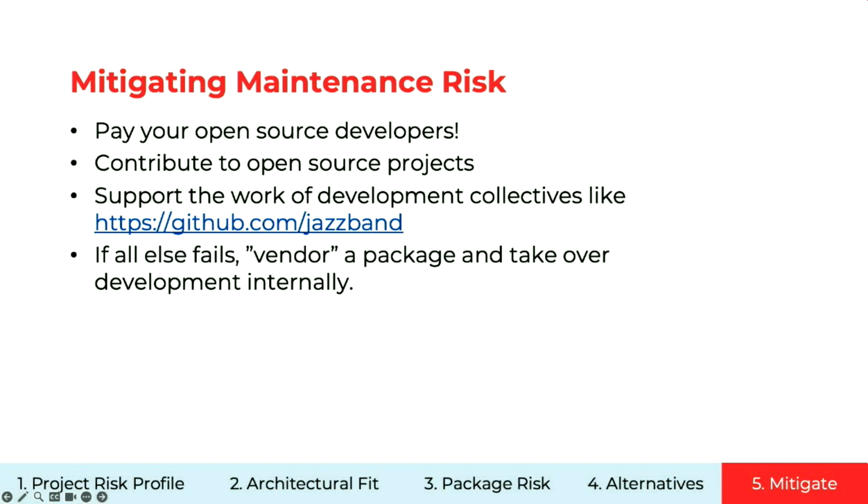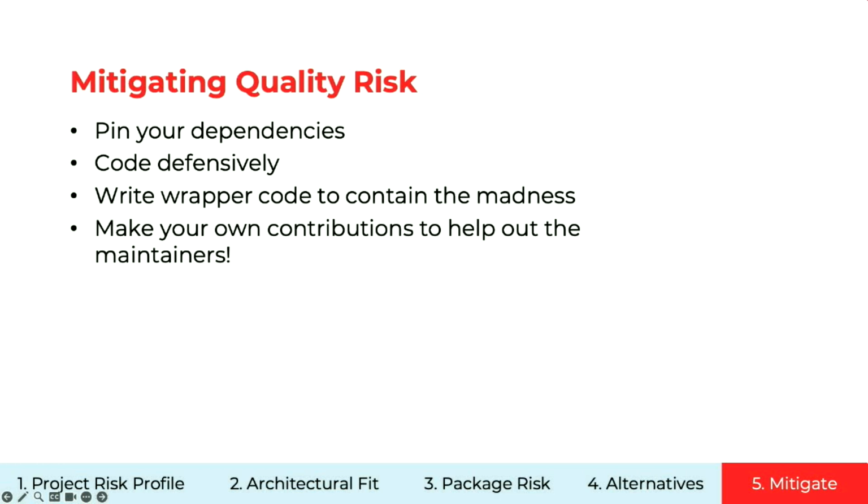Mitigating maintenance risk: pay your open source developers. Financial contributions are the best way to keep packages maintained. If you can't pay for your packages, contribute to open source projects in kind. So contribute code, set up your organization to be able to contribute back to the open source community. Support the work of development collectives like Jazzband, which is a group of developers who collectively maintain particular packages. And if all else fails, you can always vendor a package and maintain it yourself, but that has its own bundle of risks involved. And finally, quality risk.